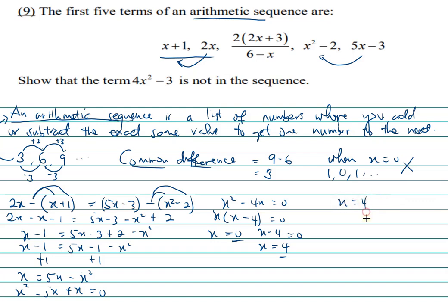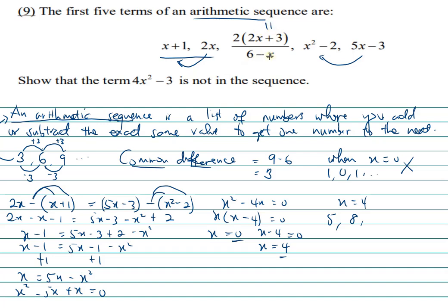So if x is equal to 4, we substitute x as 4, so 4 plus 1 will give us 5. Then the next number, 2 times 4, will give us 8. So we can clearly see that when we add 3 to 5, we get 8. Let's see whether it follows the pattern. 2 times 4 will give us 8. 8 plus 3 will give us 11.